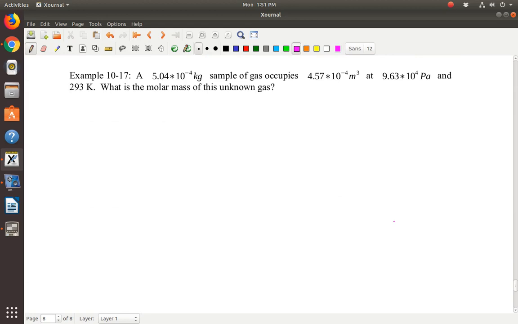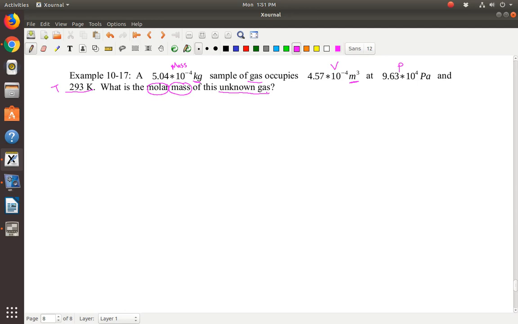All right, we're going to move to one more question. This one's just a little bit harder, so we'll work on it kind of slower. We have a 5.04 times 10 to the minus 14 kilogram sample of gas that occupies 4.57 times 10 to the minus 4 meters cubed. This is volume. This kilogram is mass. At 9.63 times 10 to the 4th pascals, that's pressure, and 293 kelvins, that's temperature. What is the molar mass of this unknown gas?